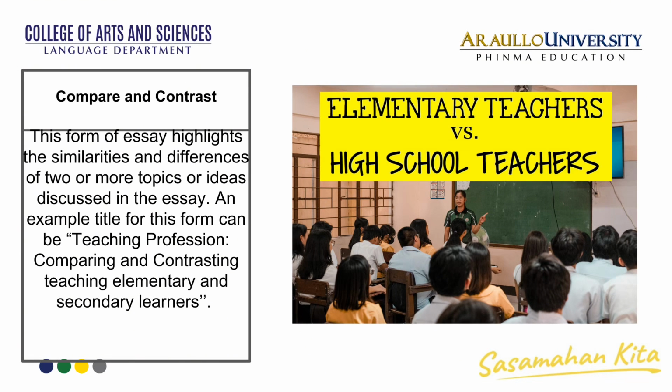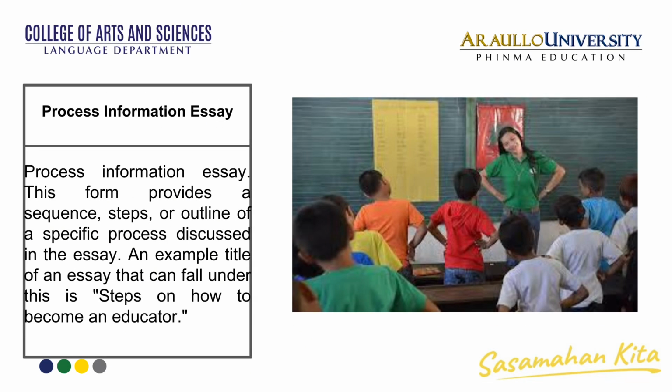The third and last form of an informative essay is the process informative essay. The process informative essay tells a sequence, steps, or outlines a specific process. Take note, the highlighted word here is process, which is being discussed in an essay step by step. Now, since this is by process, it's in sequence, we're telling a step-by-step process. So let's use again Bachelor of Secondary Education.